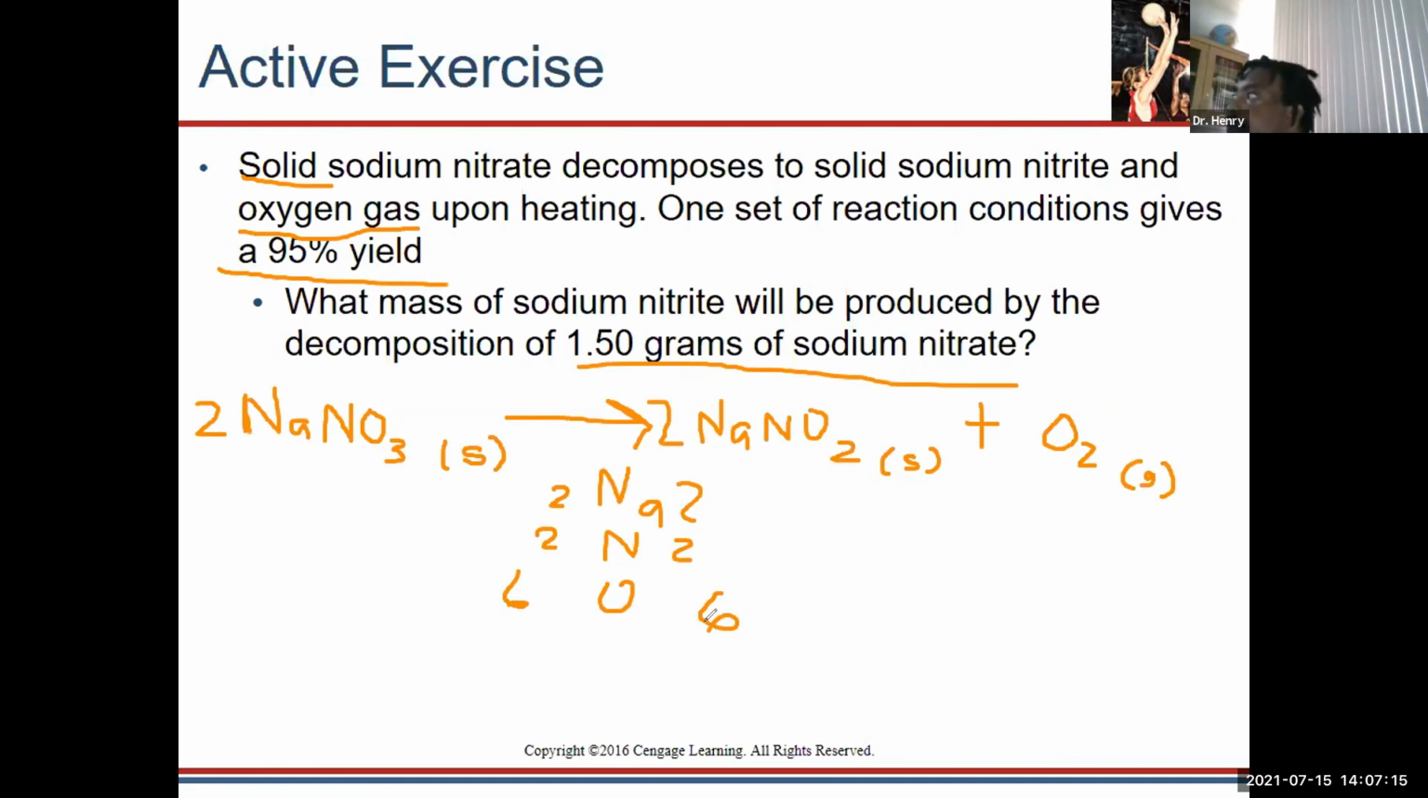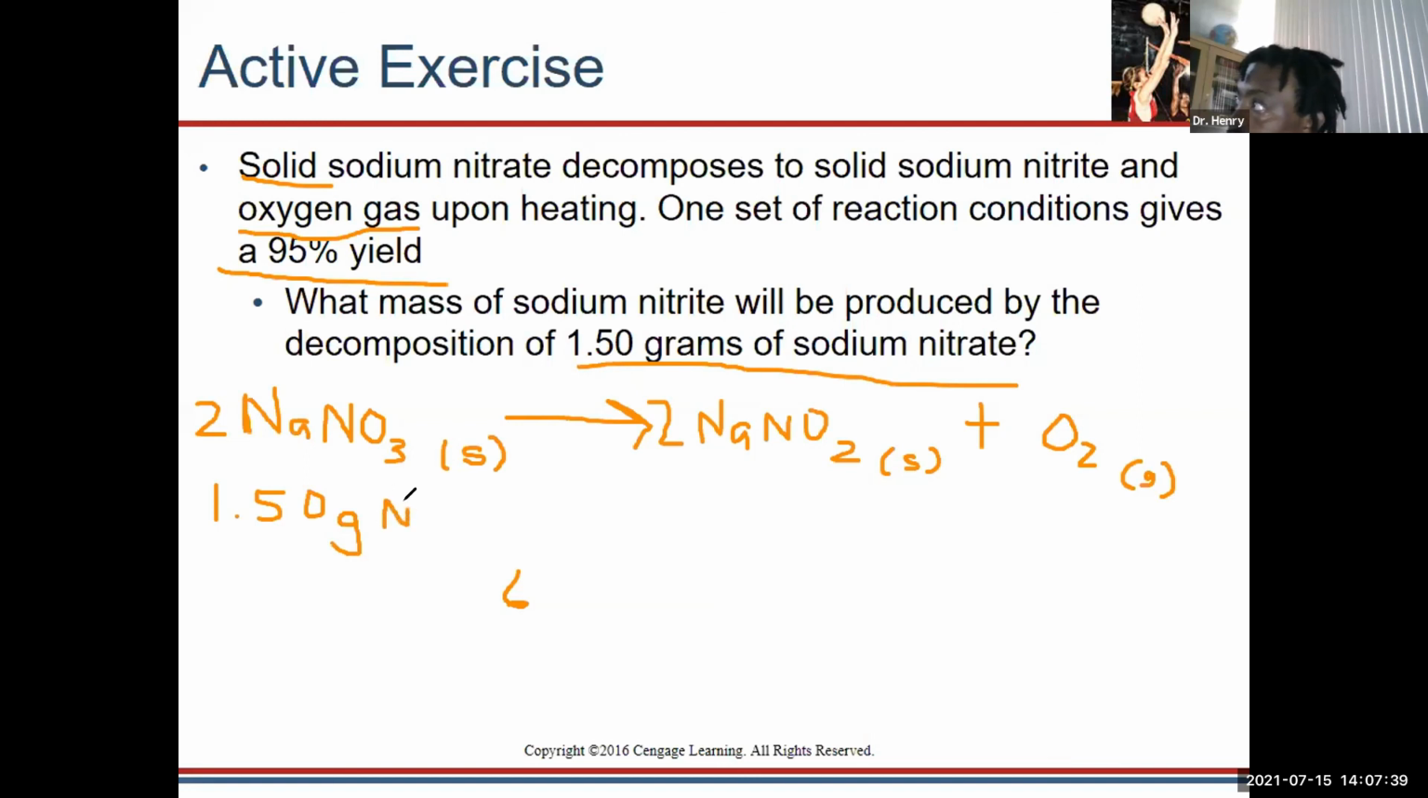Okay, so now that our equation is balanced, we're going to use our givens, right? So we have 1.50 grams, and that's sodium nitrate, and we want to get to sodium nitrite. Oh, so you said molar mass, that's right. So we need to get to the molar mass.